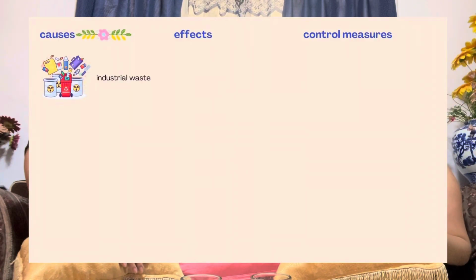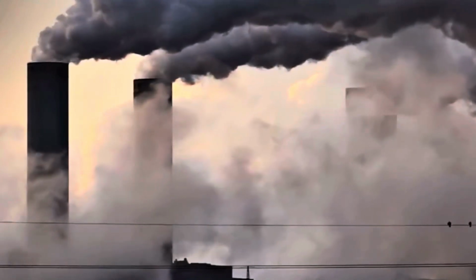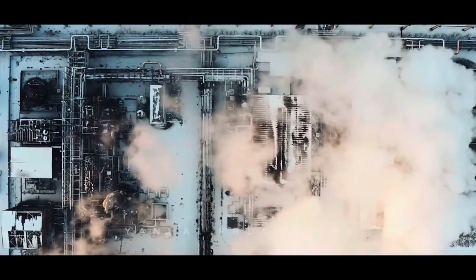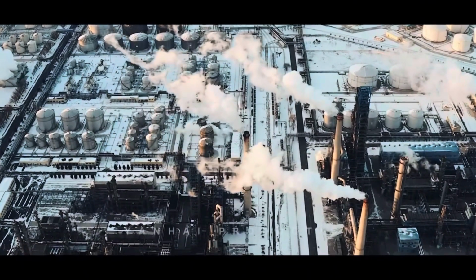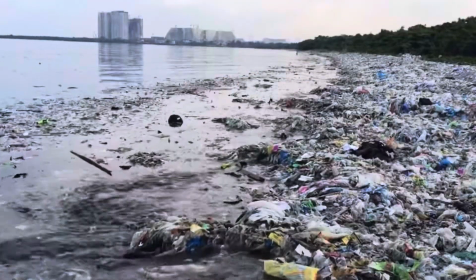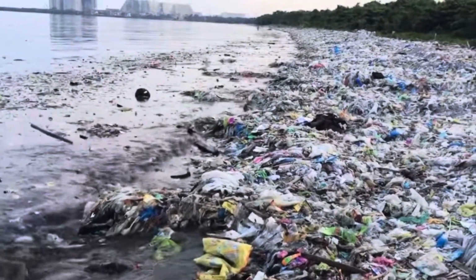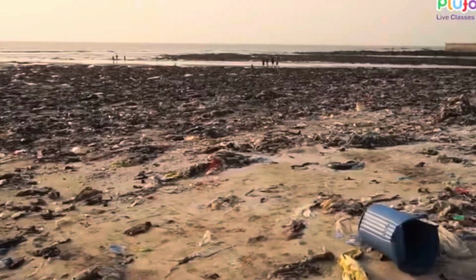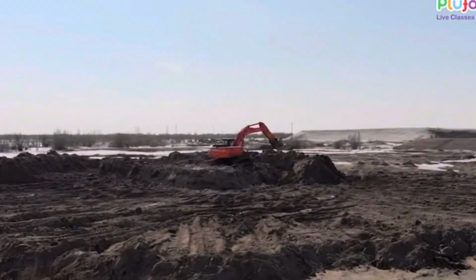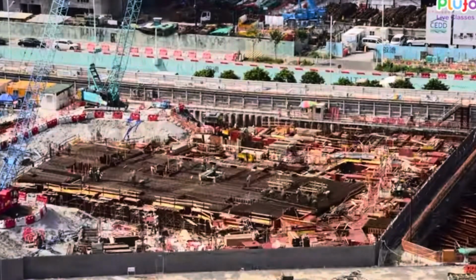So for the first cause of land pollution, we have industrial waste. Industrial waste including chemicals, heavy metals, and non-biodegradable materials can contaminate soil when improperly disposed of or leaked from the industrial sites. This contamination can render land unsuitable for agriculture or other uses and pose risks to human health through exposure to toxic substances. Additionally, industrial waste can seep into groundwater, further exacerbating land pollution and contaminating drinking water resources.